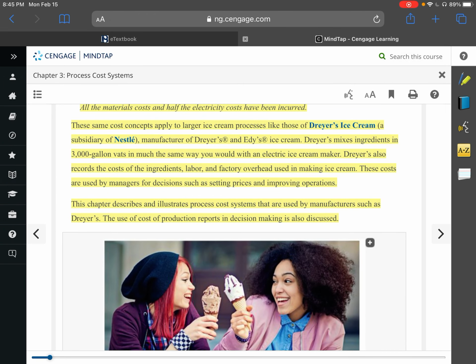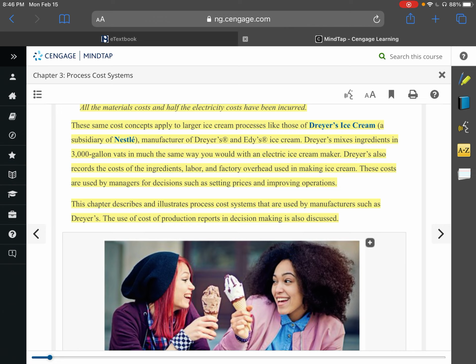All right. So then you think about that on a larger scale, and it talks about these same concepts applying to large ice cream processes like Edy's and Nestle and things like that. So instead of mixing in a little family size ice cream maker, they're making these things in huge multi-thousand gallon vats. So for them to do that, they've got to record the cost of the ingredients, the cost of the labor, and then the factory overhead that is used in making ice cream.